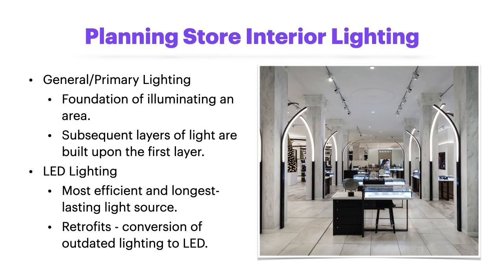Planning store interior lighting. A store's lighting plan has layers of light, beginning with the general overall illumination of the space down to the accent lighting. General or primary lighting is the base level of illuminating an area, generally emitted from the ceiling by a lighting system such as recessed downlighting. Primary lighting is the first layer of light that subsequent layers are built upon.